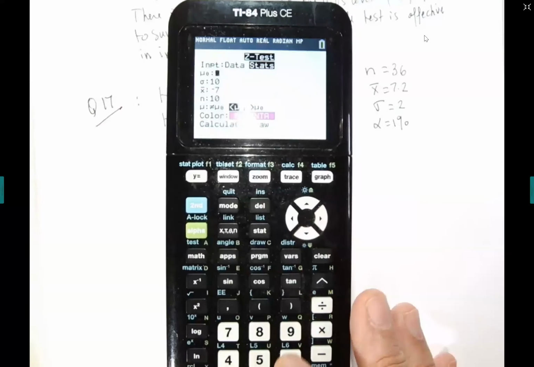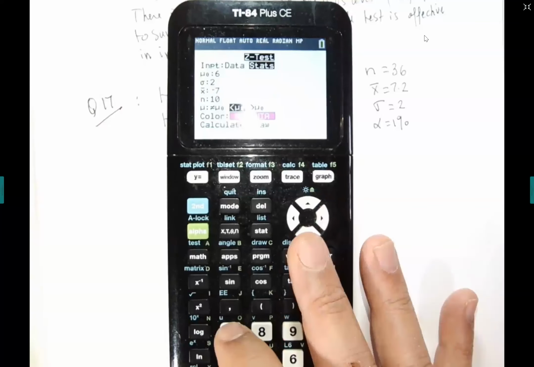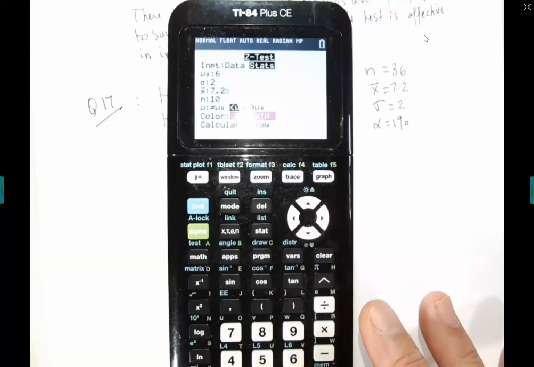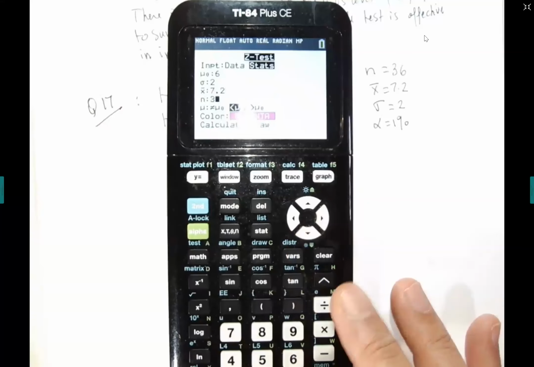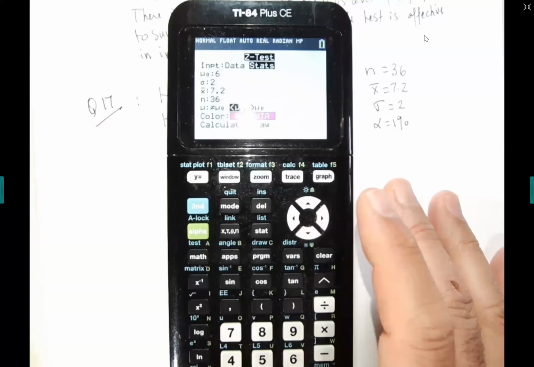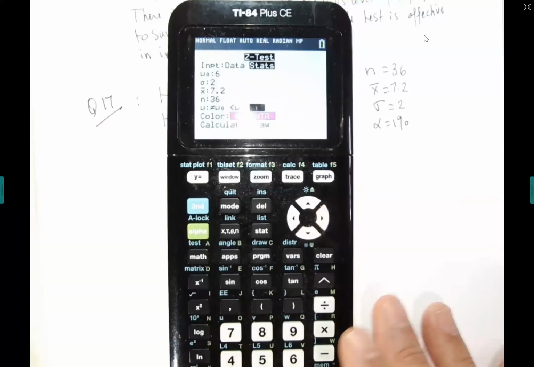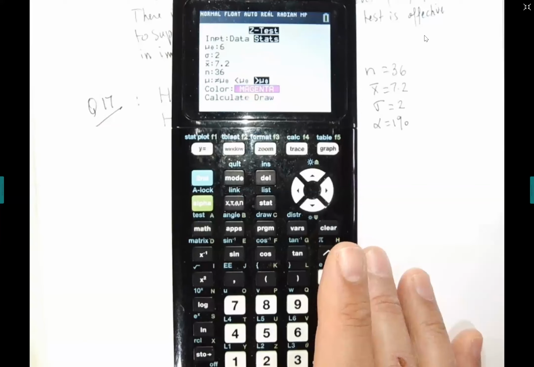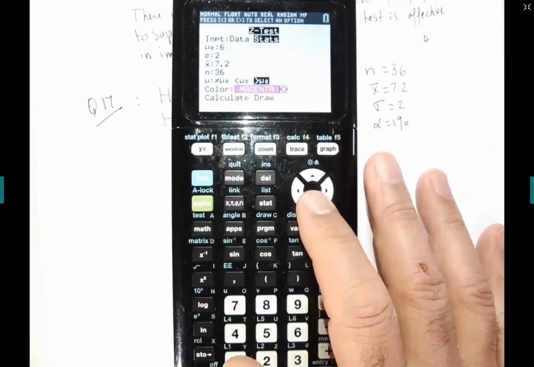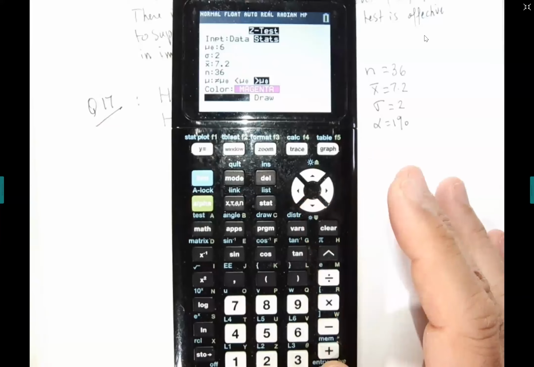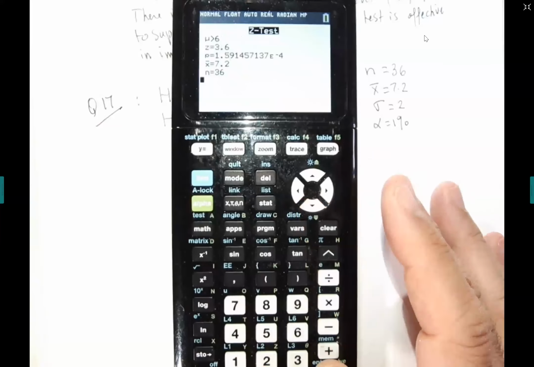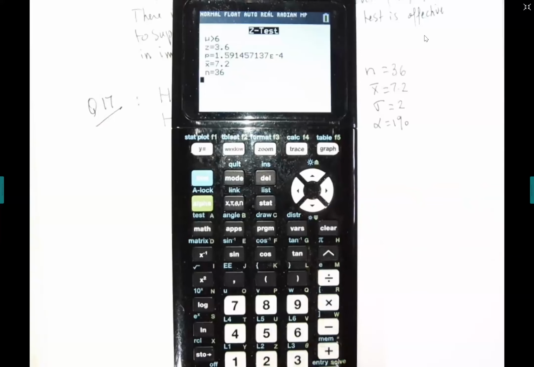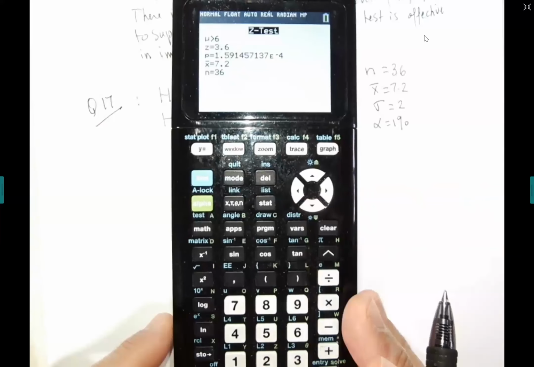Mu 0, guys, we're testing against 6 months. Sigma is 2 months. X bar was 7.2, I believe. N is 36 patients. And we're testing that it is greater than. There you go. And then hit calculate. This is a right tail test, guys. So Z is 3.6, and let me write down the p-value because some of you still made the mistake on the assignment with the p-value. So this is what I got.